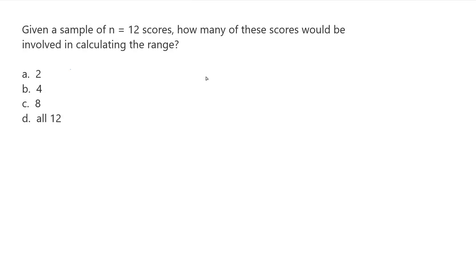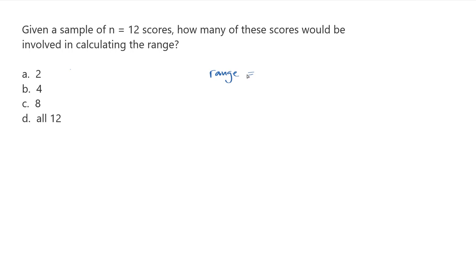Given a sample of n equals 12 scores, how many of these scores would be involved in calculating the range? Is it 2, 4, 8, or all 12? Okay, so in your textbook you'll see that there's a couple of different formulas for range.